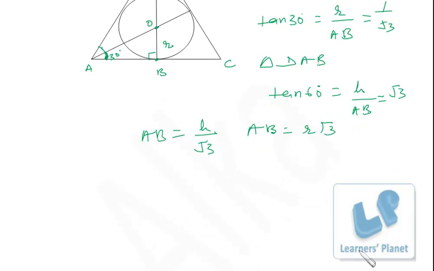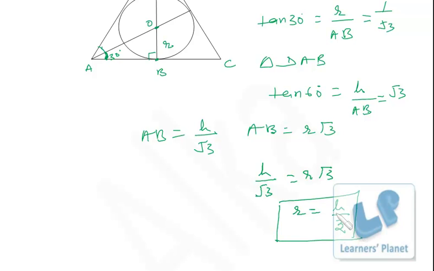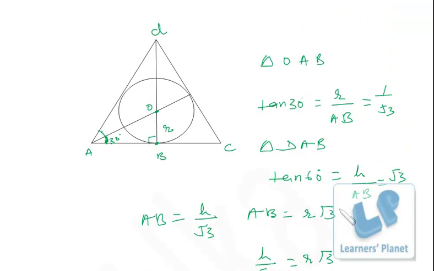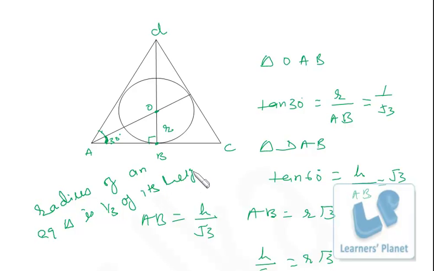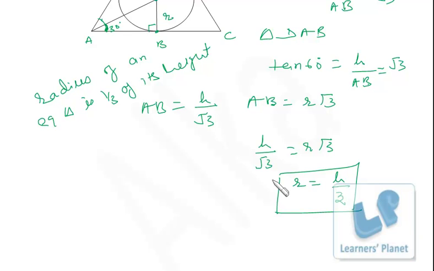So in both the cases AB will be definitely equal. So h upon root 3 is equal to r root 3, or we can say r is equal to h by 3. Here h is the height of this triangle. In case it is an equilateral triangle, the radius of the equilateral triangle is 1/3 of its height. That's an important concept. Radius of an equilateral triangle is 1/3 of its height. That we have proved over here. Radius r is equal to h by 3.